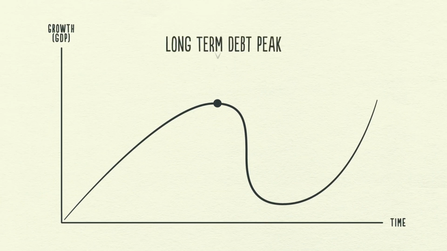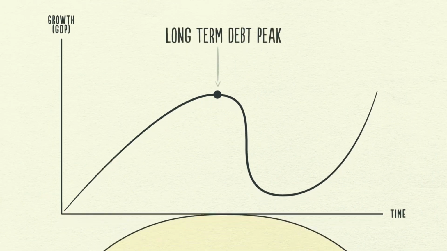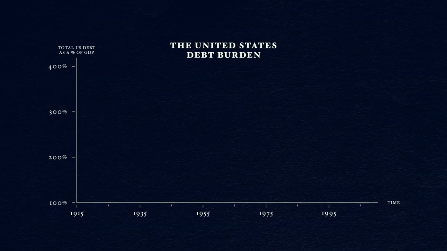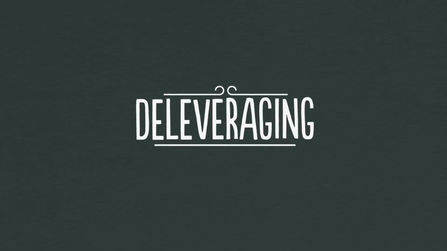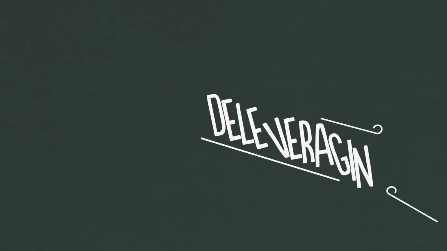This is the long-term debt peak. Debt burdens have simply become too big. For the United States, Europe, and much of the rest of the world, this happened in 2008. It happened for the same reason it happened in Japan in 1989 and in the United States back in 1929. Now the economy begins deleveraging.